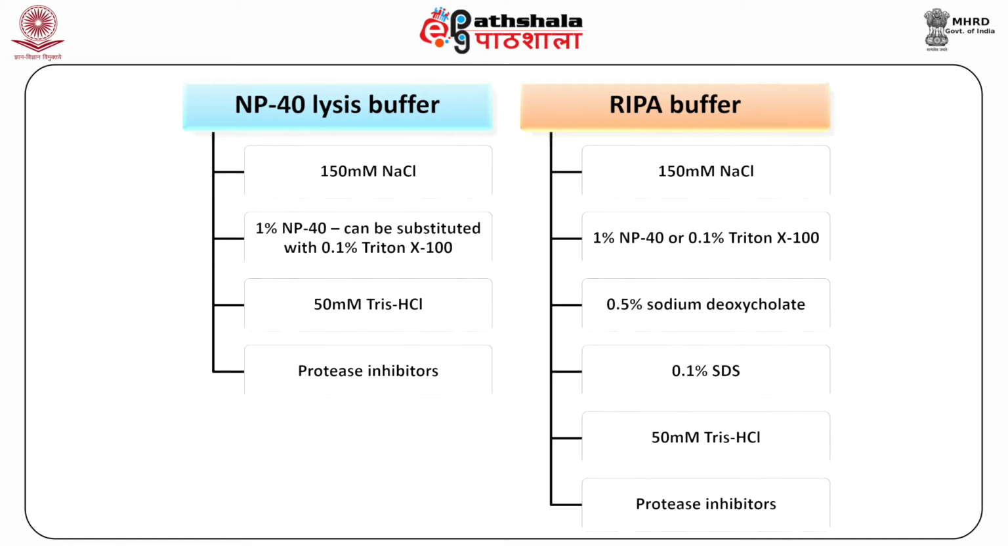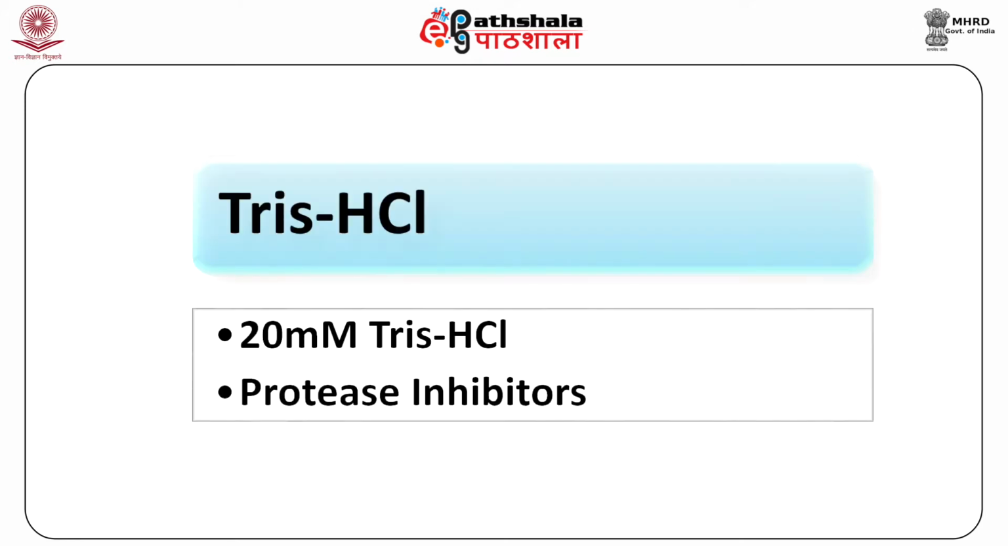The RIPA buffer, which includes 150 millimolar NaCl, 1% NP40 or 0.1% Triton X100, 0.5% sodium deoxycholate, 0.1% SDS, 50 millimolar Tris HCl at pH 8 and protease inhibitors. Tris HCl, which contains 20 millimolar Tris HCl and protease inhibitors.